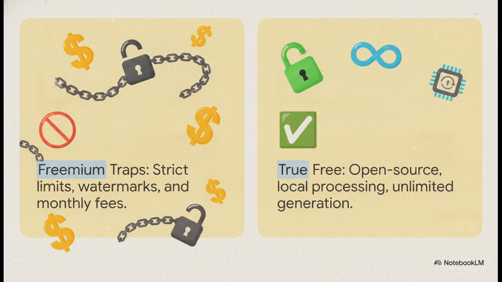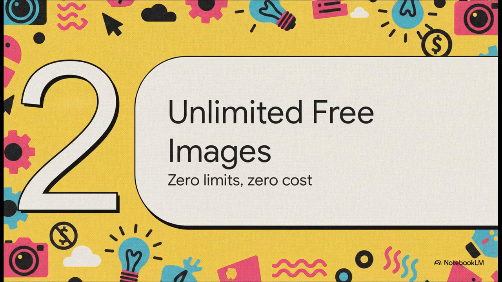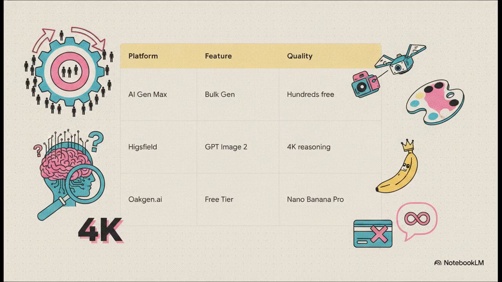Which brings us to part 2, and our main focus today: make unlimited images free. Because let's face it, visuals are the lifeblood of your content. From thumbnails to endless B-roll, if you're paying per image, you're choking your own creativity. So your free visual toolkit is actually incredibly robust. AI Gen Max, it's an absolute powerhouse for volume. Their bulk AI image generator lets you crank out hundreds of images at once, 100% free.